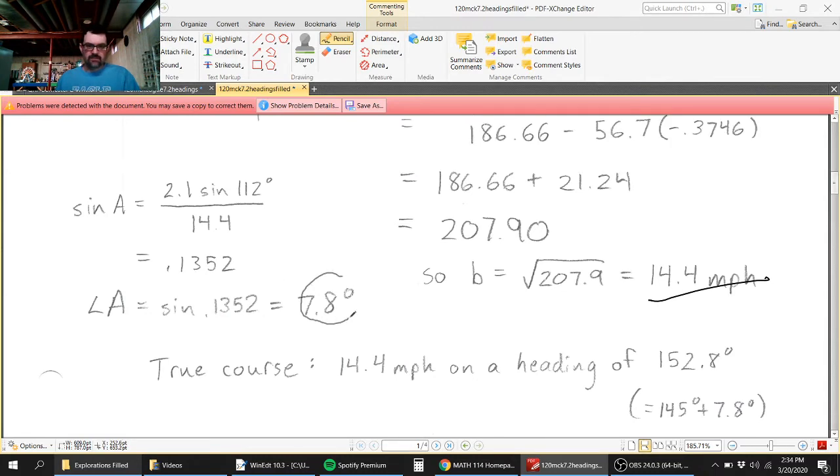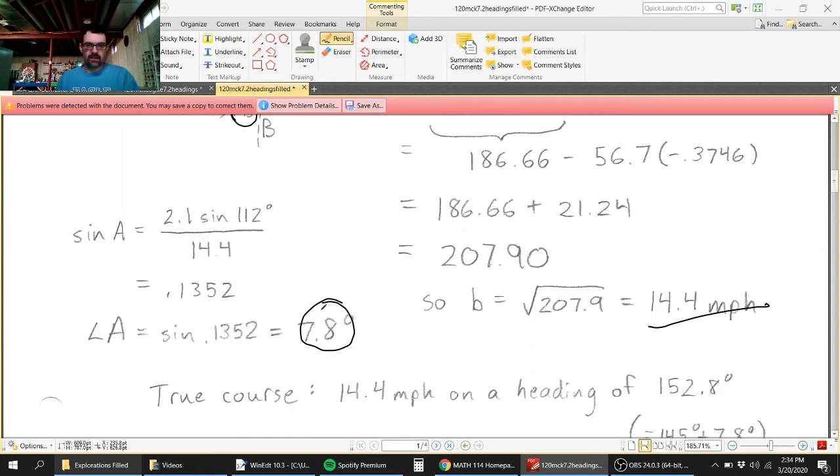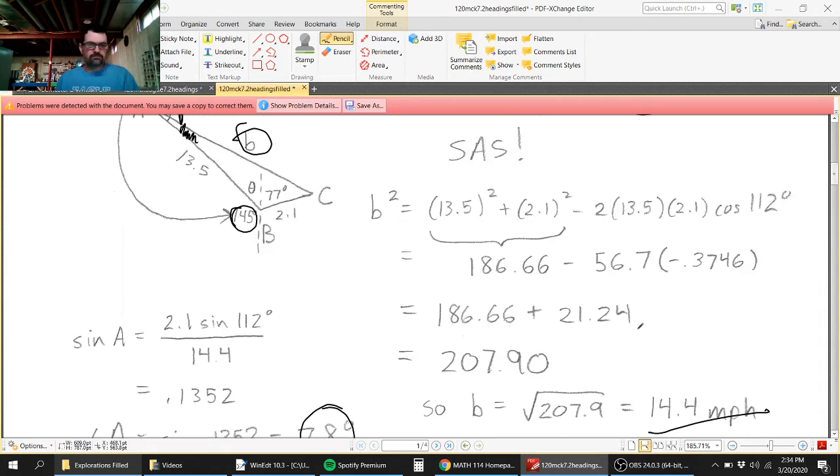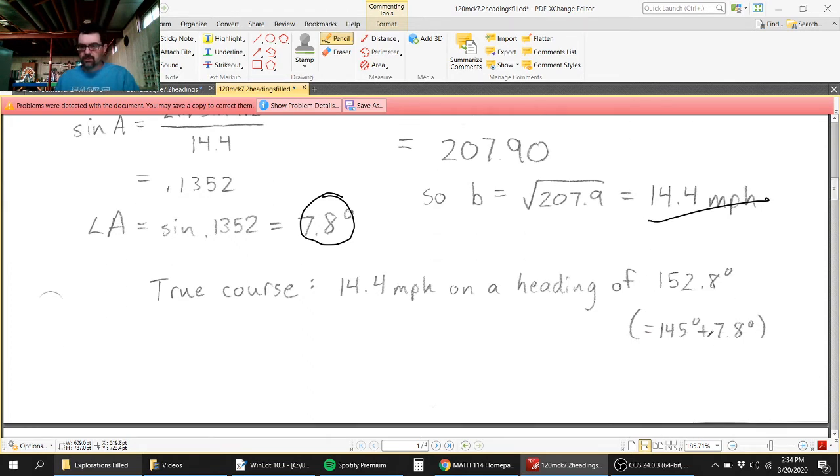And we get 7.8. Now that's just the angle in the triangle. So to get that actual direction here, we're trying to get this angle. We got to take 145 and subtract angle A. And I totally wrote that wrong in the notes I'm seeing now. We need to do 145 minus 7.8, so ignore that. So what do we got here? 137.2 degrees. That's the correct answer. All right, got to fix that up.